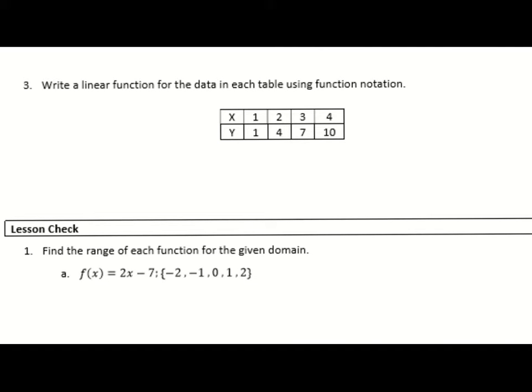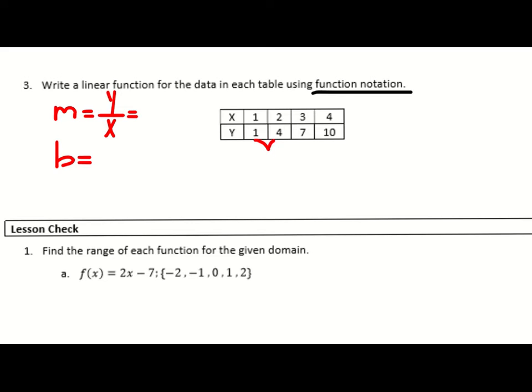So our last example, write a linear function for the data in each table using function notation. So again, keyword there, function notation. So what we need to know is our slope, m. We need our y-intercept, b. So remember, slope, change in y over change in x. So we first need to figure out how our y values are changing.